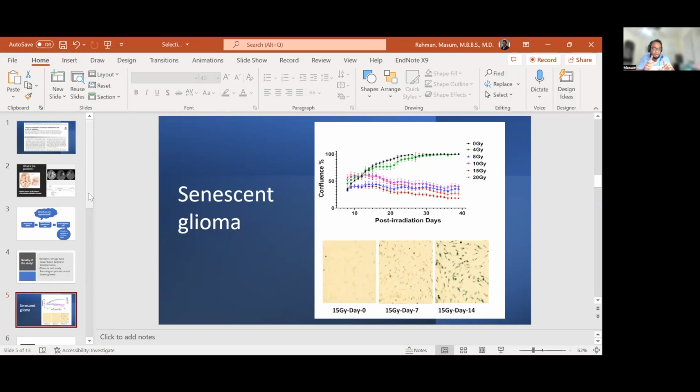So we did all of our drug screening in the stable phase of the radiated cells, when these cells are not dying, when these cells are not dividing. So they are particularly senescent glioma. That's why we did this characterization first, to know when to screen with senolytic drugs.